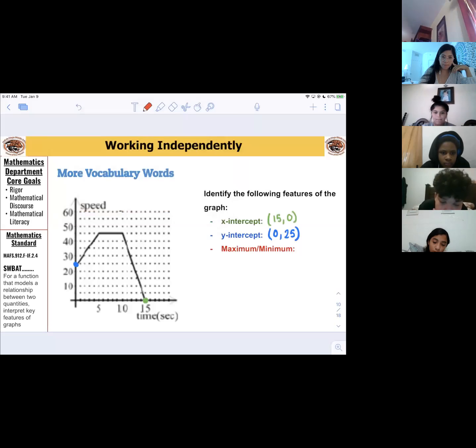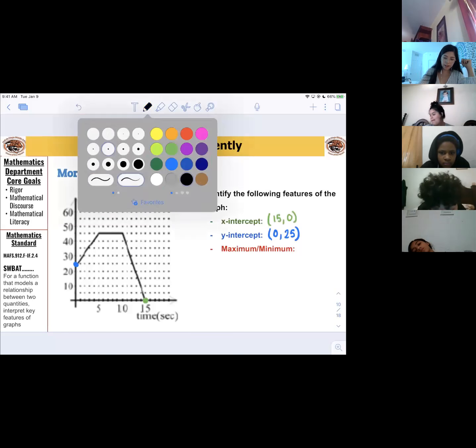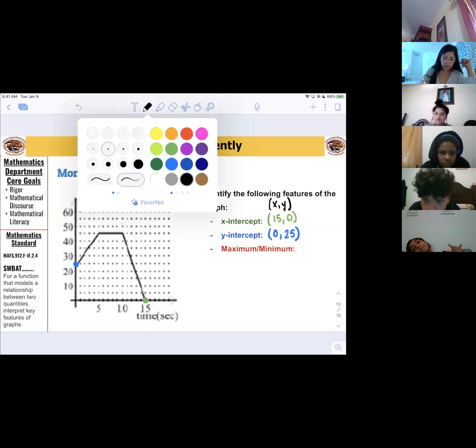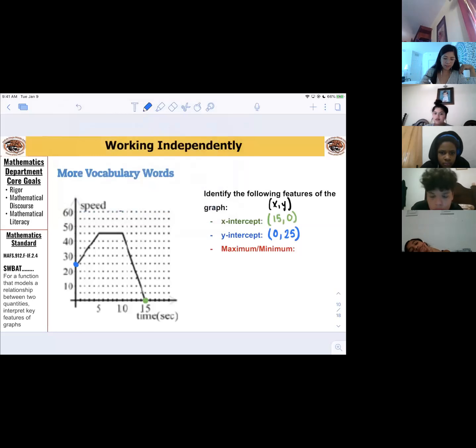Yeah, there is a maximum. Okay, let me go back and answer Melanie's question real quick. Why did I put 0? Because remember, when you write a point, your coordinate point is x, comma y, right? And I'm on the y-axis. So for this blue point, I didn't go to the left or to the right. I stayed at the middle, and then I went up to the 25. So that's why the x value is 0.